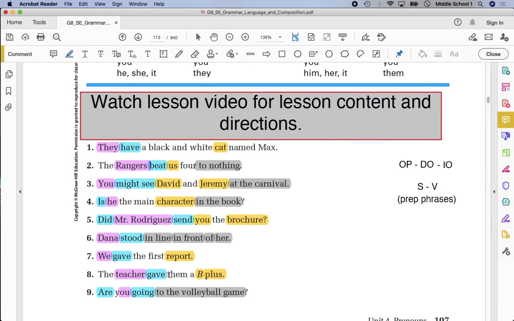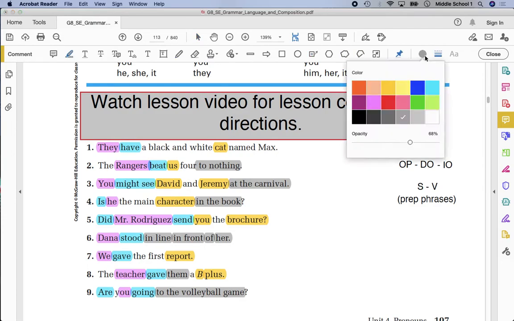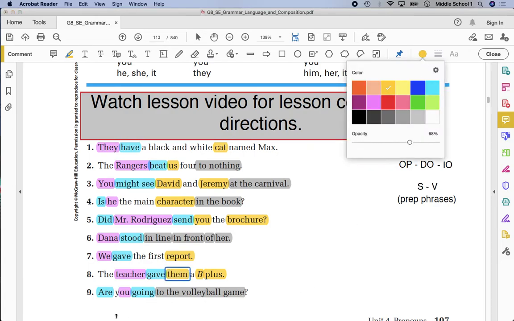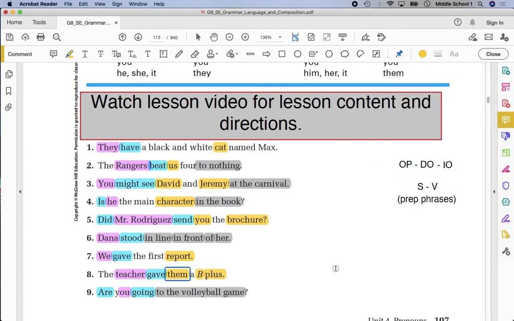plus. Again, in this particular sentence, I notice that I have another pronoun. And this particular pronoun in this sentence is going to be serving as my direct object. And so when we look at tomorrow's lesson, again, we're going to have an opportunity to label that accordingly. You are going. We looked at this sentence earlier today. We notice it's separated because it is a question, it's interrogative, and then the prepositional phrase to the volleyball game.